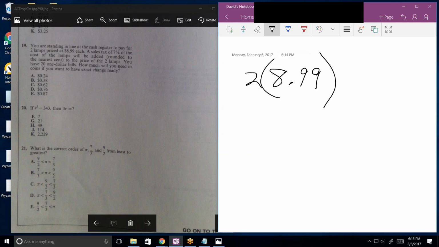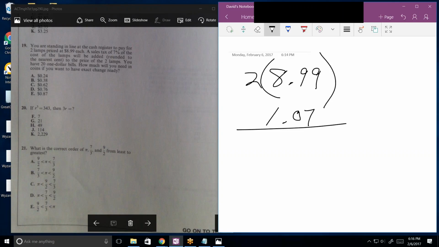If I multiply that by 0.07, I'll get the amount of the tax. And then I can add that to the cost of my two lamps. But the easier way to do it is to multiply the whole thing by 1.07, and then I get it in one step. Okay. So what do you get when you do this? 2 times 8.99 all times 1.07.